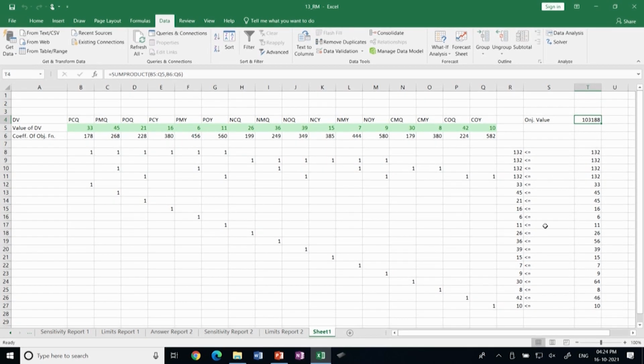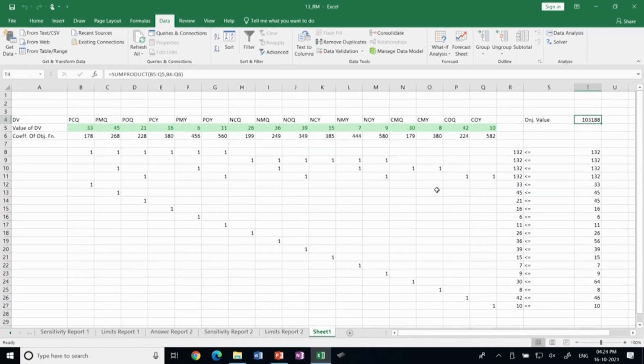Now, I have got the value of the objective function in T4, that is 1,03,188, and I have got the value for each decision variable. For example, for PCQ, the Q class ticket, I have to allocate 33 seats, and for PMQ I have to allocate 45 seats. So, this is the output for the revenue management problem.